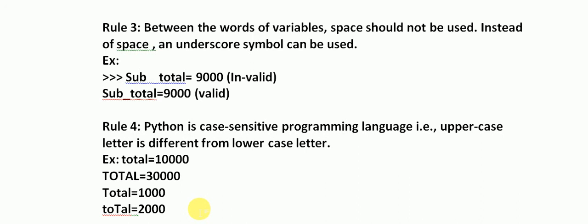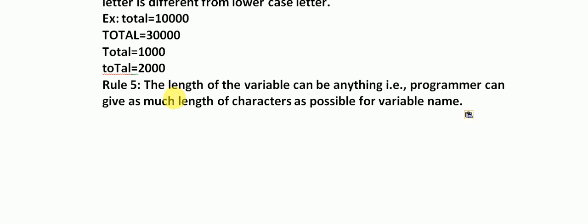Now we talk about rule number 5. What is rule number 5? Rule number 5 is that the length of the variable can be anything. The programmer can give as many characters as possible for a variable name, which means there is no limit on variable names.